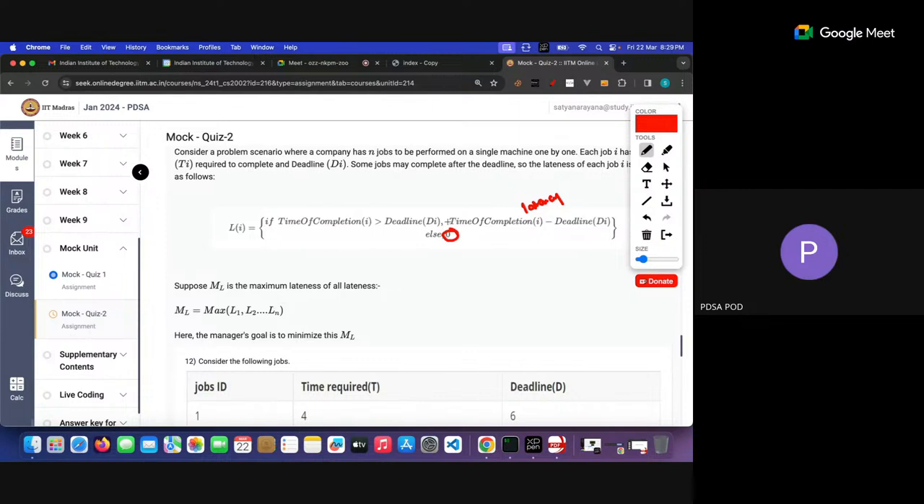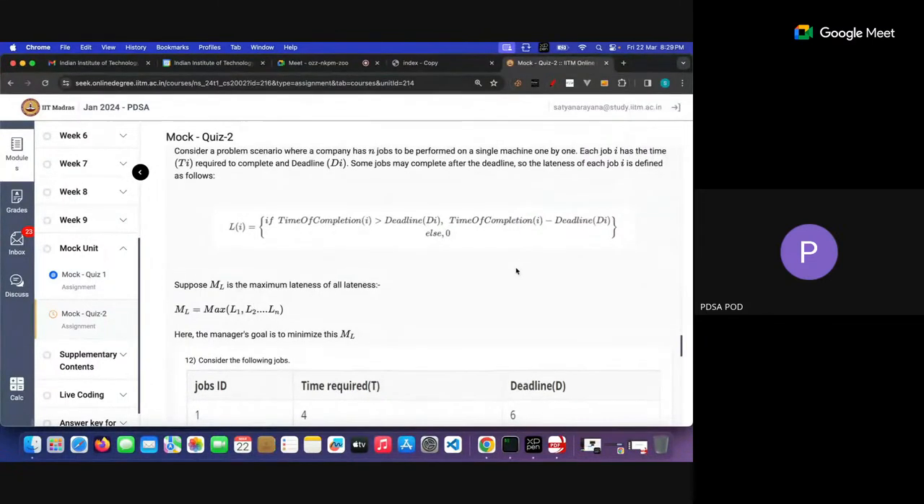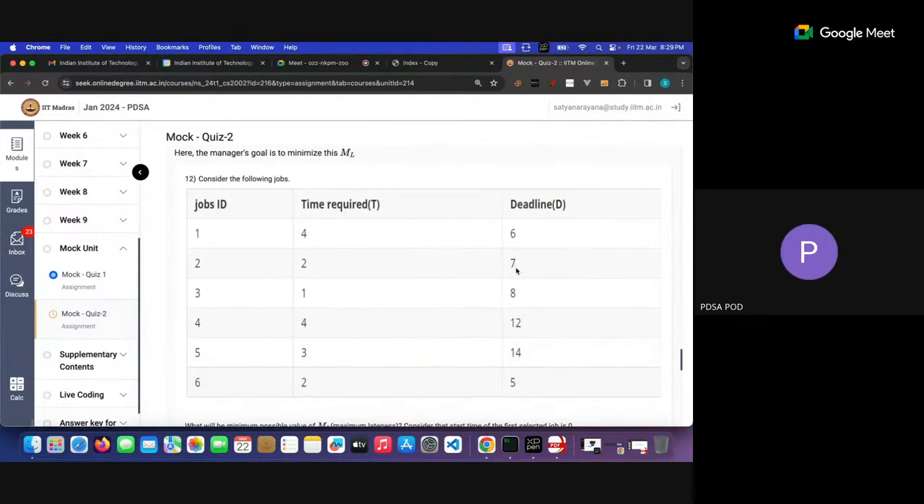We don't have any problem with that. Here, suppose ML is the maximum of all latenesses. We have L1, L2, L3, that is, a list of jobs is given, and each job has its lateness. From those we extract the maximum lateness. Now the manager's goal is to minimize this ML.